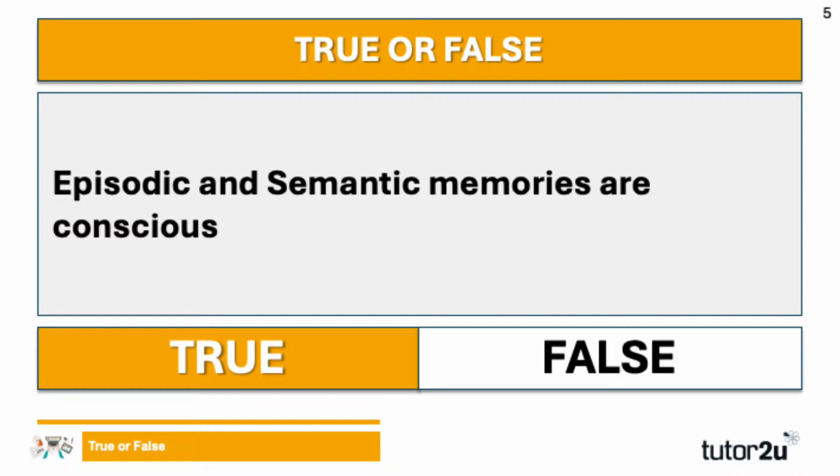So episodic and semantic memories are conscious. We're going to move through these ones a little bit more quickly now. So episodic and semantic memories are conscious. What have we got here?